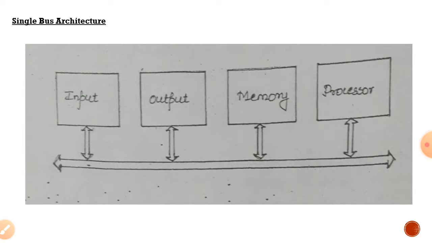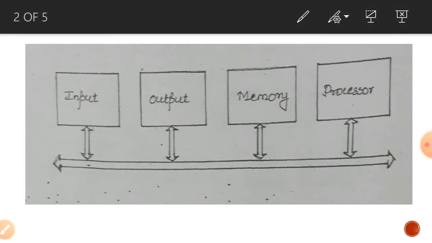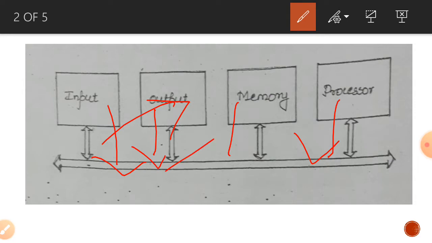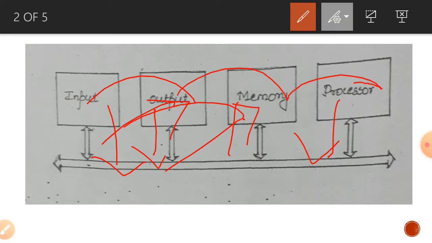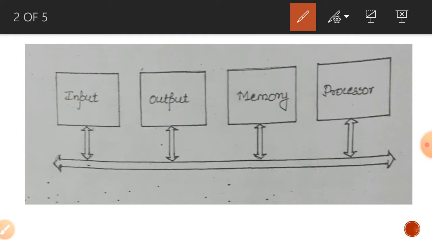The different functional units of computer are connected together, and they can communicate with each other. So the input unit, output unit, memory unit and the processor can communicate with each other. All the operational units or the functional units are connected by parallel lines called a bus.